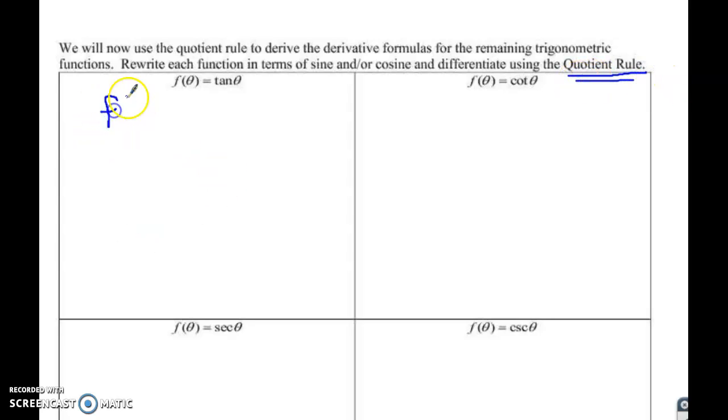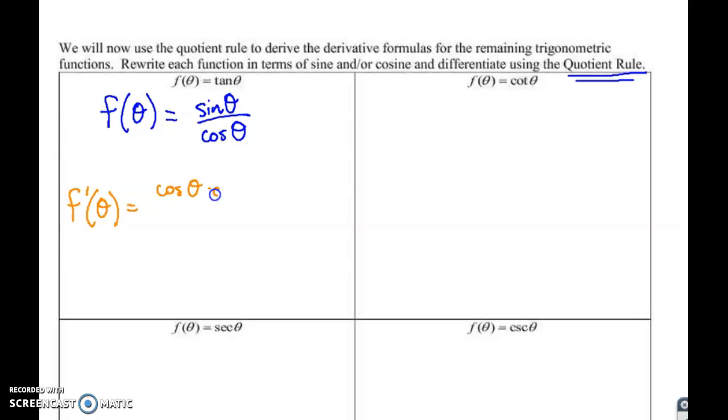Because remember, your definition of tangent is sine over cosine. Because we have not talked at all about what the derivative of tangent is. We just know that the derivative of sine is cosine. We'll leave the denominator alone. Minus the leave sine alone. And the derivative of cosine is negative sine, all over the denominator squared.